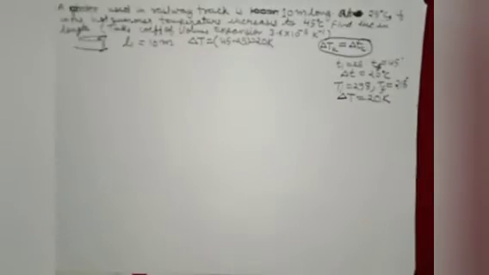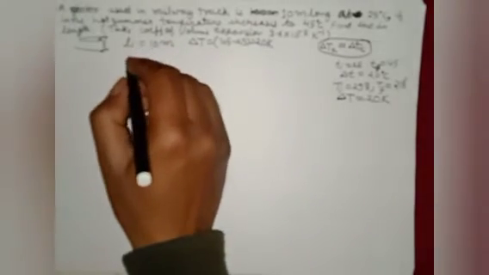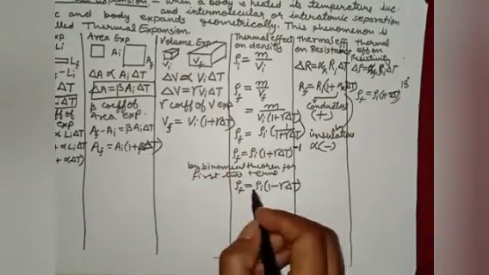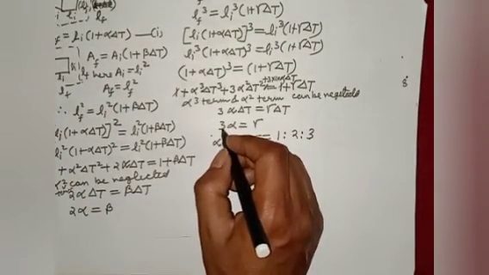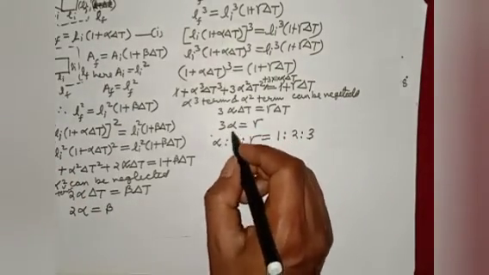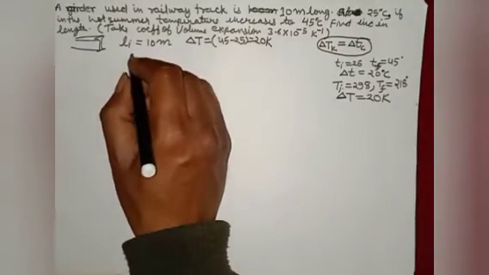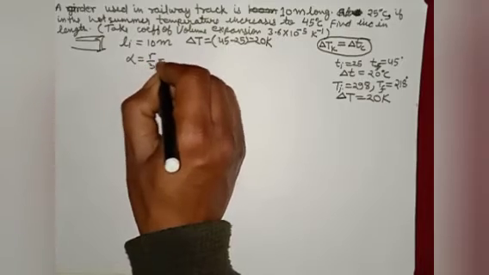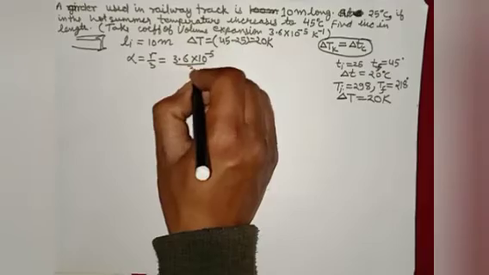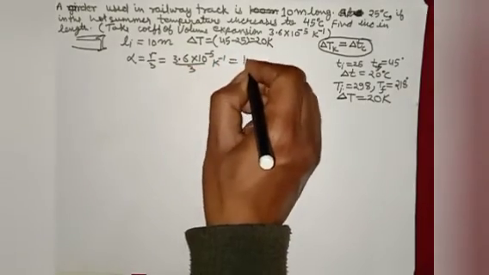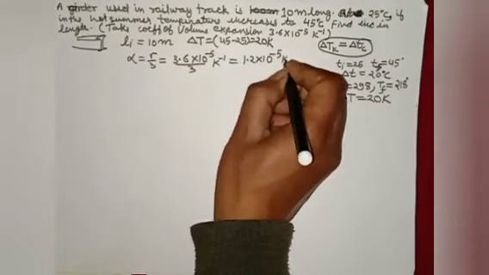Here it is the case of increase in length, but coefficient of volume expansion is given here. So from this formula we can say, gamma equal to 3 alpha. So here if alpha is required, then it will become gamma by 3 per Kelvin. So it will be 1.2 into 10 to the power minus 5 per Kelvin.